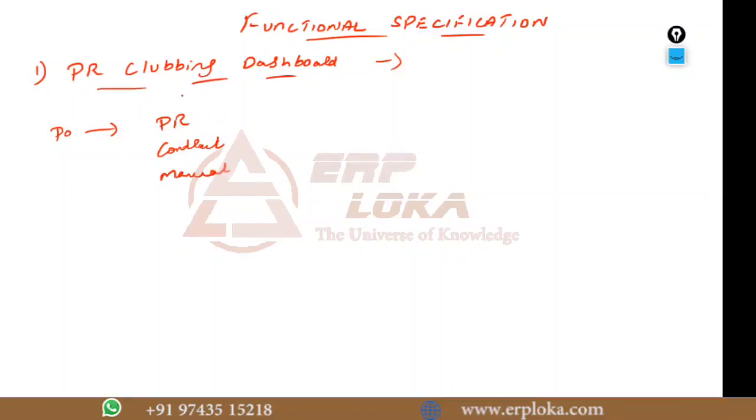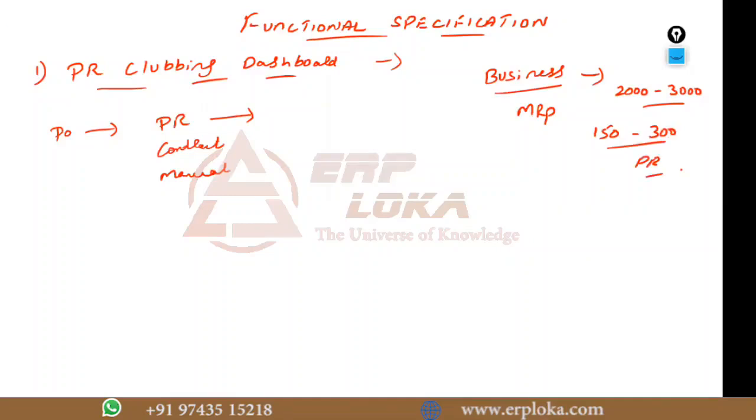So we are just focusing on the PR today. Whenever the business runs an MRP, the business had nearly 2,000 to 3,000 materials. When they run an MRP, in a single MRP run, they used to get nearly 150 to 300 PRs per day. Based on MRP, they used to get the purchase requisitions.